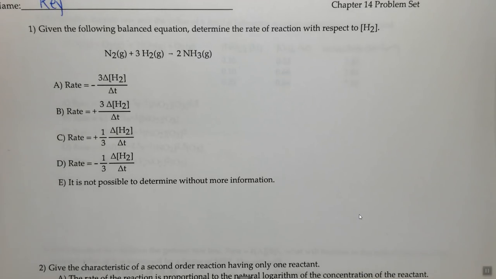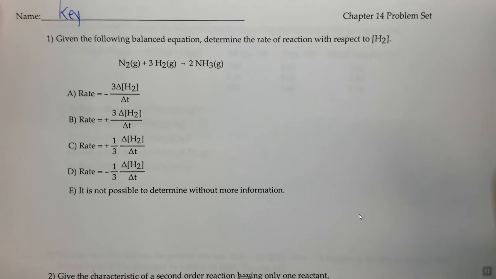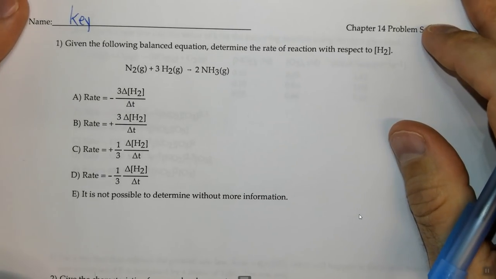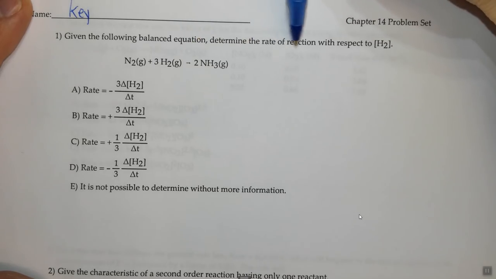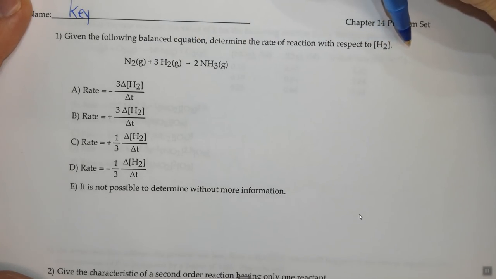Hello, so in this video I'm going to go over about 14 problems from chapter 14 on kinetics. I'm not going to go over this too much because I think you've seen these before, so I'm just going to get right into it. It says, given the following balanced equation, determine the rate of the reaction with respect to hydrogen.